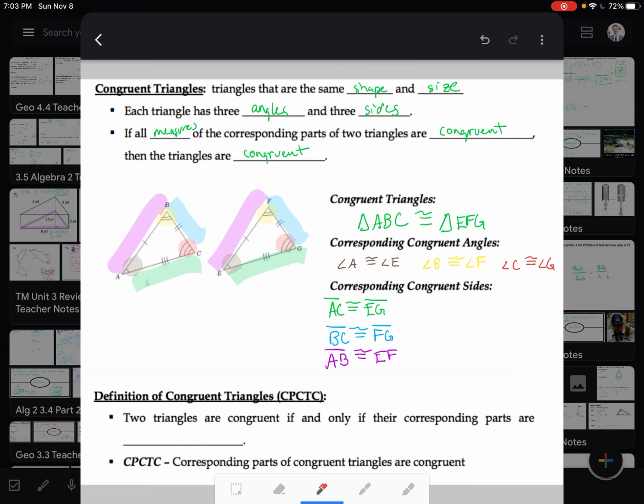So again, look at these colors. Hopefully that helps you a little bit, but we're matching our corresponding parts. So our angles that match each other when we line these things up the same way.